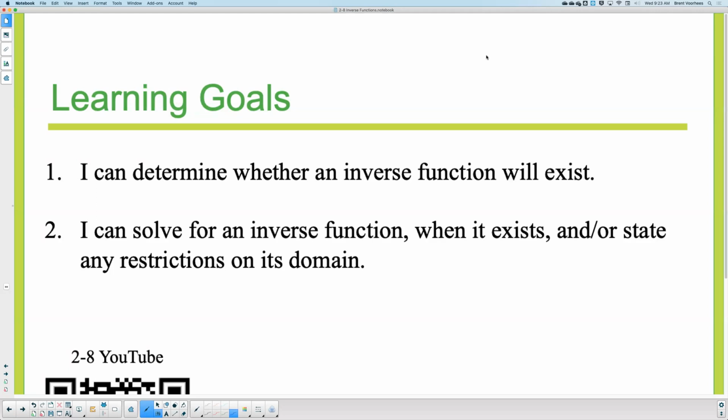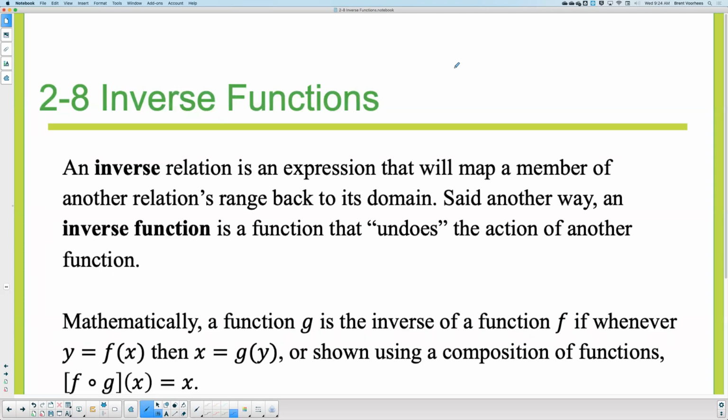All right, today we're going to start lesson 2.8, inverses. So we have two learning goals today. Number one is whether we can determine if an inverse function will exist. And a second is to solve for an inverse function when it does exist and state any restrictions that may occur on its domain.